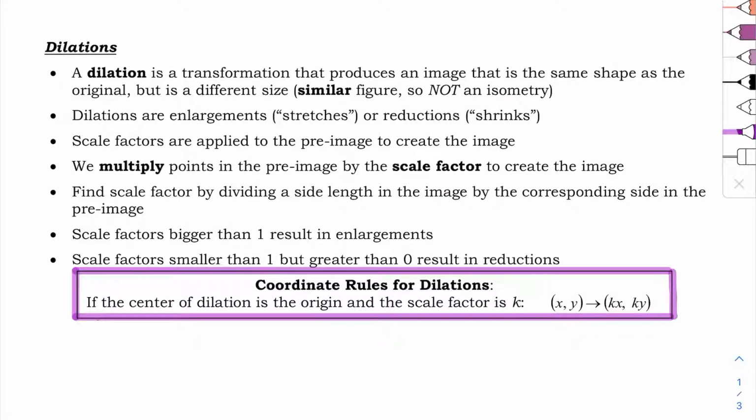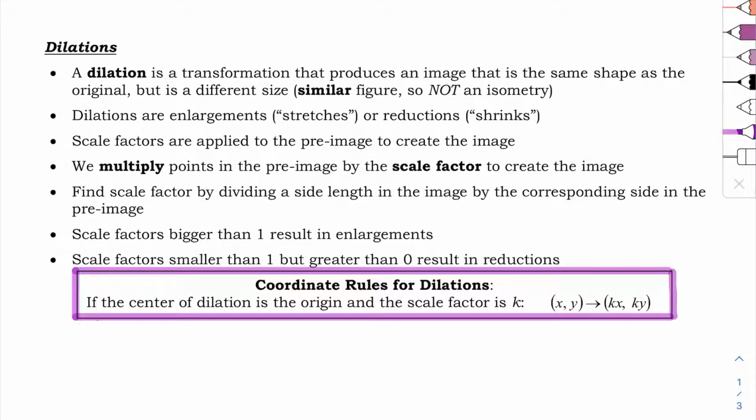All right, so let's talk about how to do dilations. Before we get started, let's talk about some things that are important to know. A dilation is a transformation that produces an image, which is the new figure, that is the same shape as the original but is a different size, which is essentially the definition of a similar figure. Same shape, different size. Dilations can be enlargements or reductions. If it's an enlargement, it's going to stretch and get bigger. If it's a reduction, it's going to shrink and get smaller.